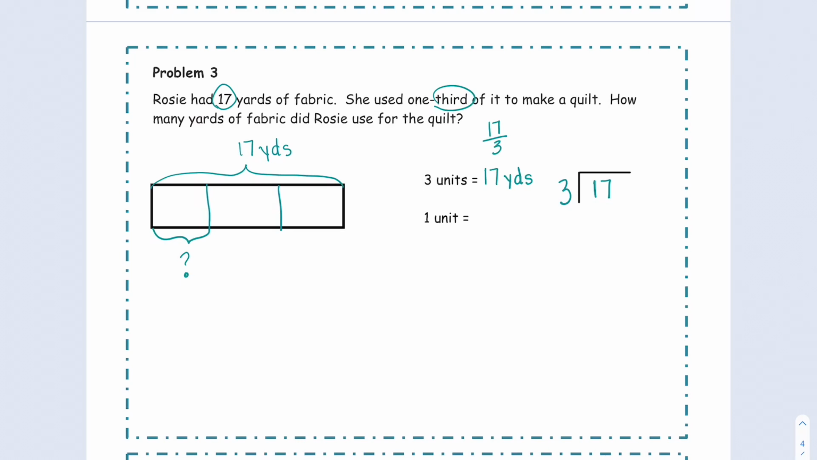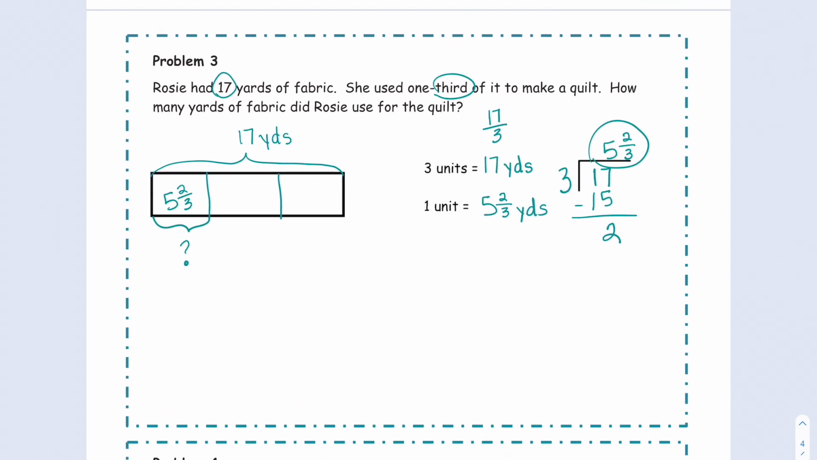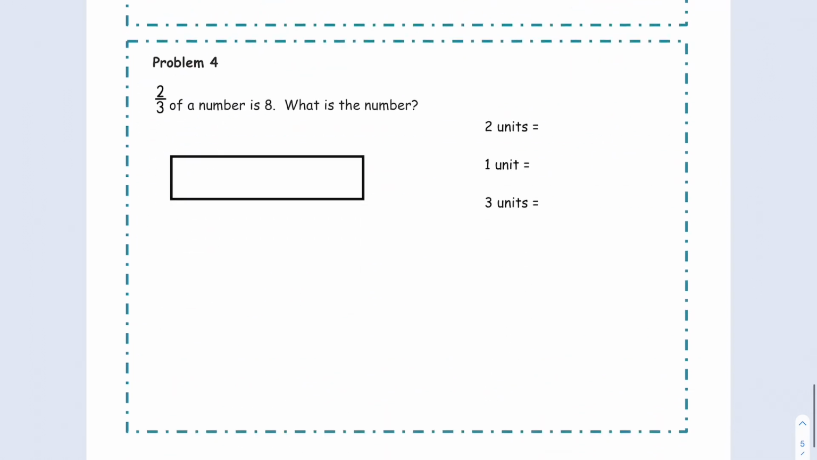But we're going to do long division here, so 3 times 5 is 15. That gives me a remainder of 2. Now, do you remember how I told you you could take your remainder, put it on top of your divisor, and that will give you a fraction? So 1 unit is going to be 5 2/3 yards. Okay. So Rosie used 5 2/3 yards of fabric for the quilt.